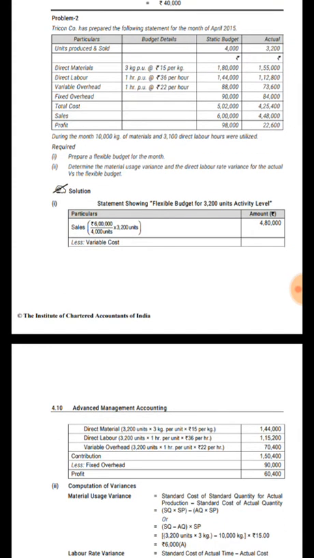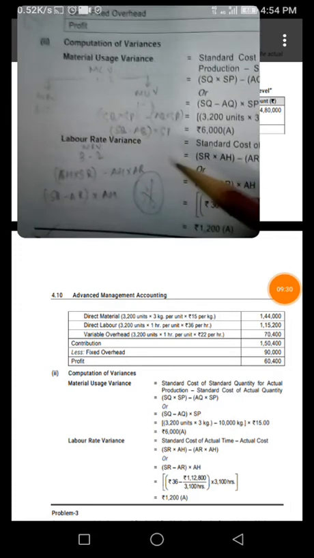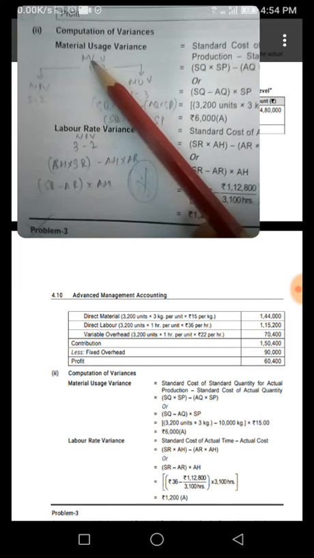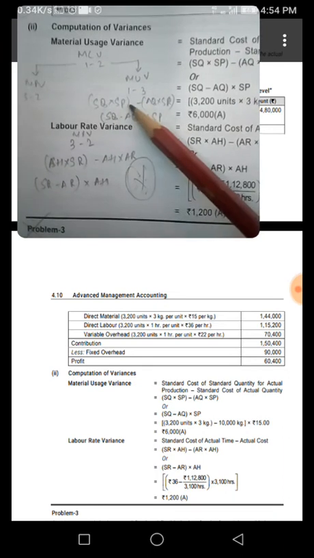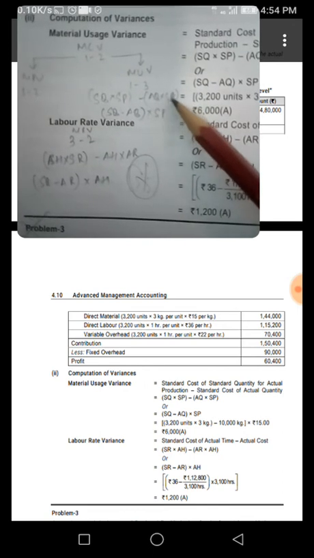Now they are saying determine the material usage variance and the direct labor rate variance for the actual versus the flexible budget. So first of all we should know the formula for material usage variance and labor rate variance. This is the formula for material usage variance. See, material cost variance, material price variance, material usage variance. The first column is SQ into SP, the third column is AQ into SP. This is SP, not SR.